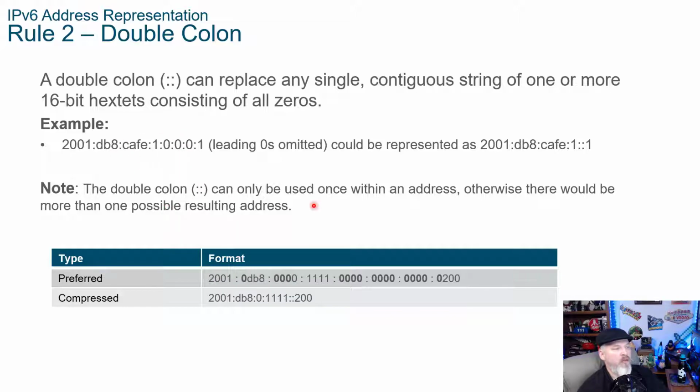So the double colon can only be used once with an address. You can't do double colons somewhere else because then we won't know where all the zeros are. So when we look at this preferred format, we write it out the long way. The compressed way is get rid of our leading zeros, and we can collapse any zero hextets that are beside each other. So an example here, we can take these 3 out.